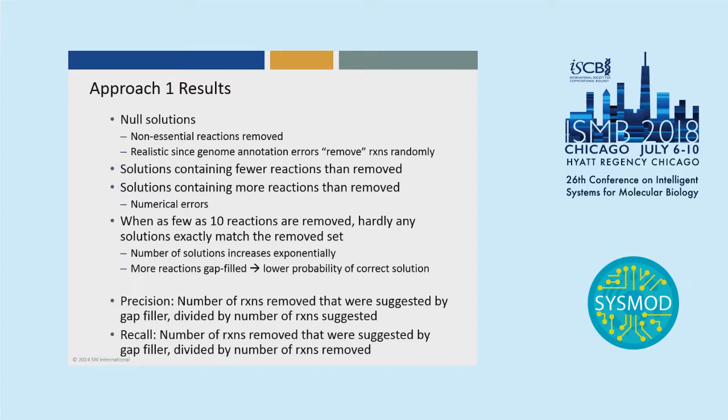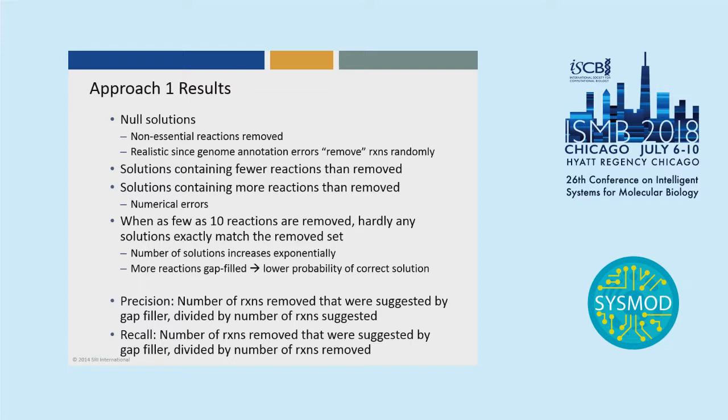Now, sometimes the solutions contain more reactions than were removed. And this is a surprising case. This was a big surprise to us during the study because every reaction in EcoCyc that was being removed was present in MetaCyc, so the gap filler should have been able to find a solution that was at least as small as the set of reactions we removed. And further study of this indicated that it was actually numerical errors by the solver that were causing the solver to return non-optimal solutions, solutions that were larger than they needed to be.